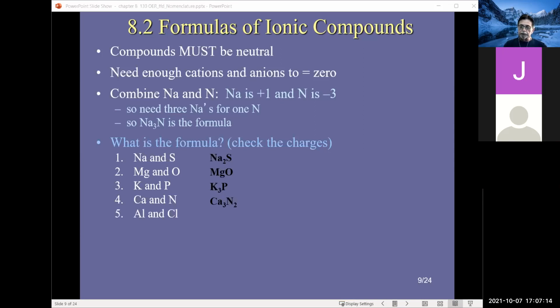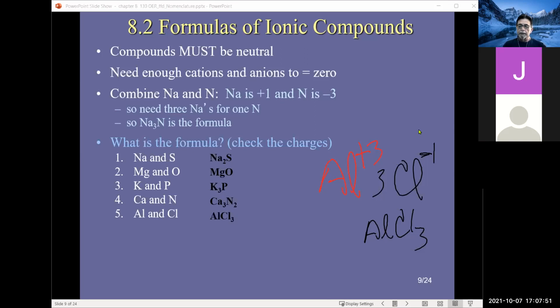Aluminum chloride, this one's pretty straightforward. We know that aluminum has a +3 charge, and we know that the chlorides have a -1 charge, each one in group 7. So that means we need 3 chlorides for every 1 aluminum because of the oxidation number of each one. So our formula becomes AlCl3.